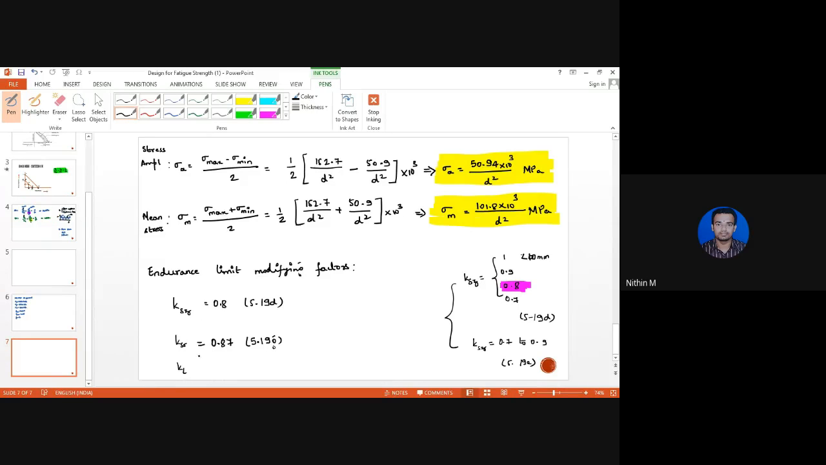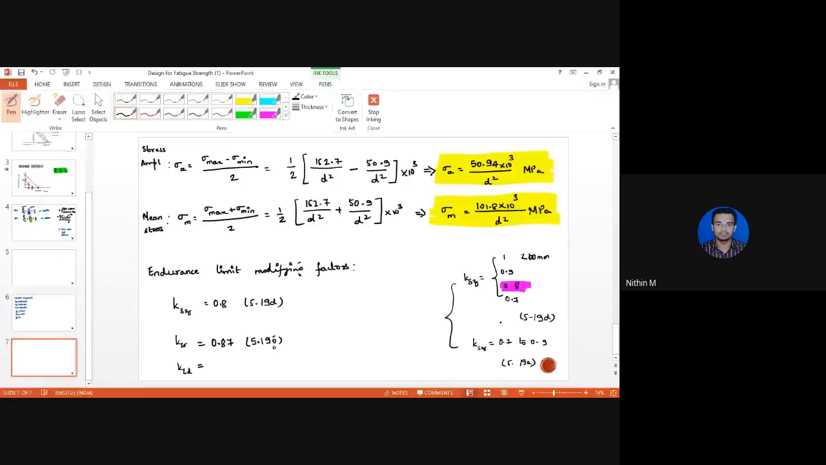Okay, is this understood by everyone? Is the concept understood? Can you hear me, Rutvik? So lastly, we need to determine the load factor. To determine the load factor, look at equation 5.1 here, they have given values for KLD. KLD is nothing but the load factor.